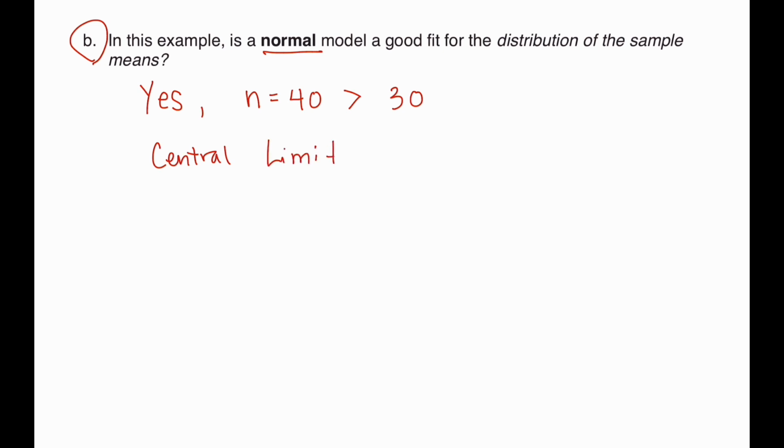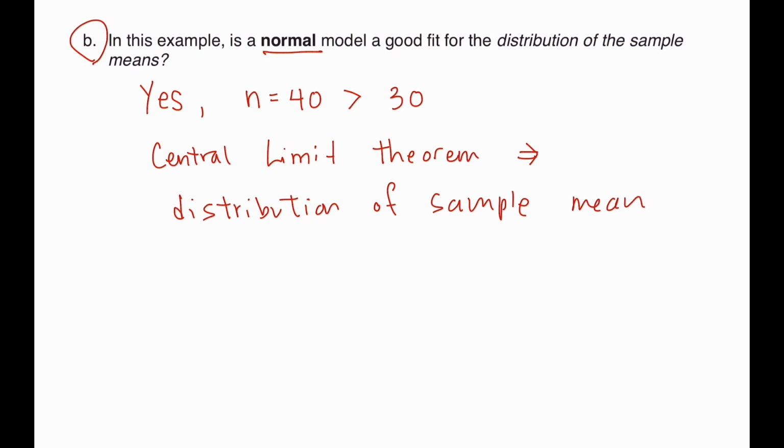The next question, in part B, is: is a normal model a good fit for the distribution of the sample means in this example? In this case, the answer is yes, and the reason is that the sample size is 40, which is large. It's greater than 30, so the central limit theorem tells us that the distribution of sample means is normal.